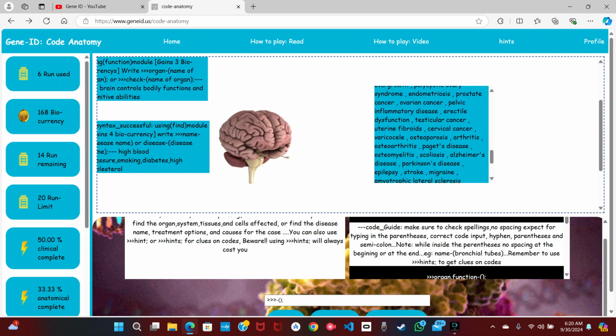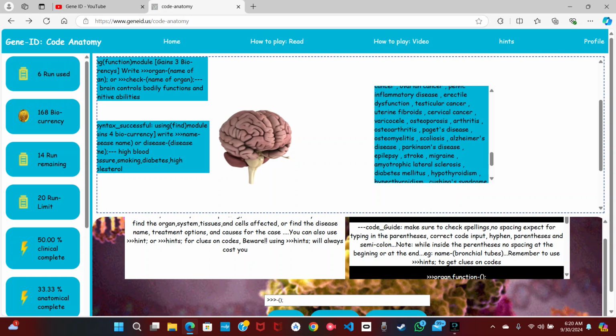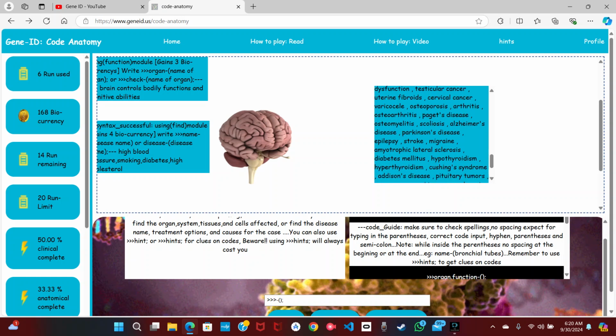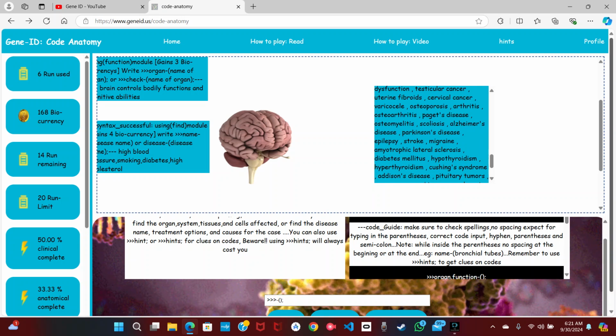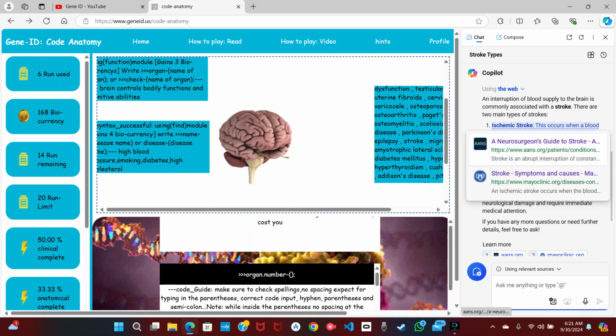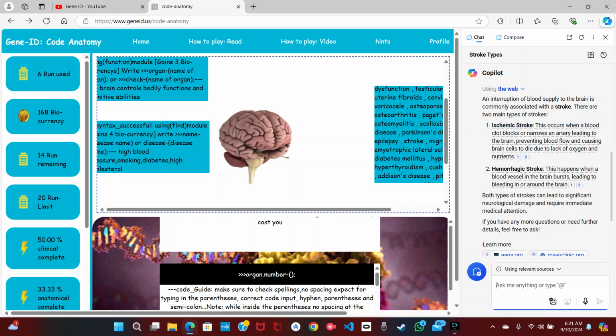So dysfunction, testicular, Parkinson's, Alzheimer's. Okay, now I think we are getting into the, oh, stroke. Would you look at that? I'm seeing stroke. So let's see. Ischemic stroke, hemorrhagic stroke. Interesting. Stroke could be it.